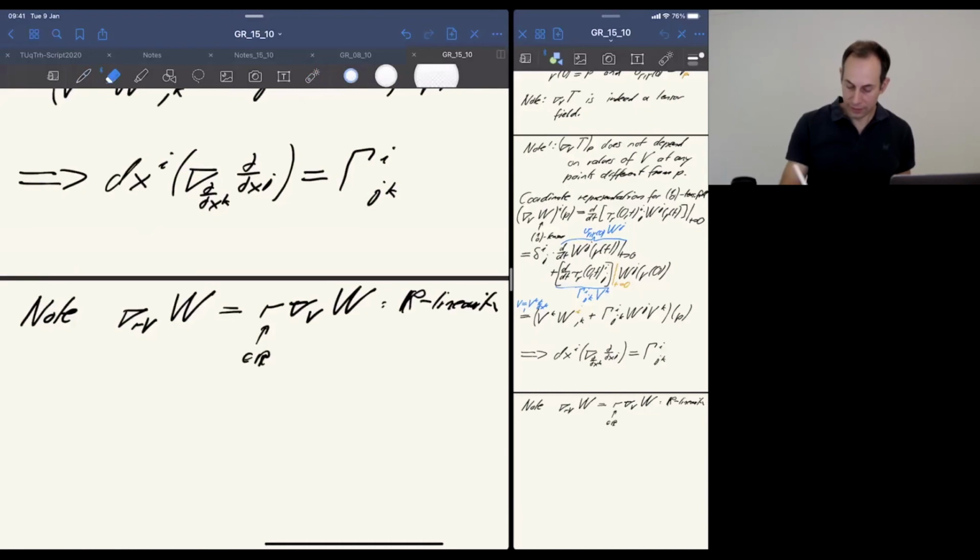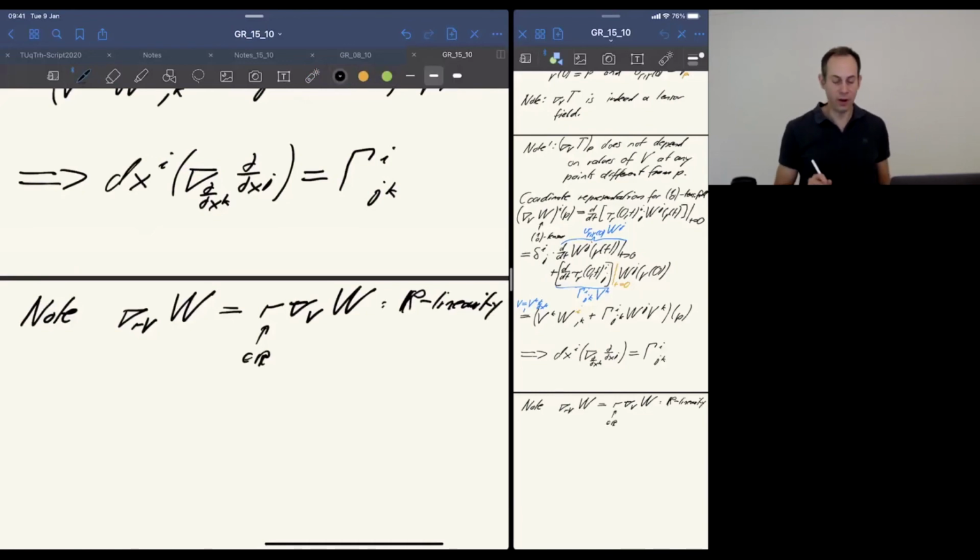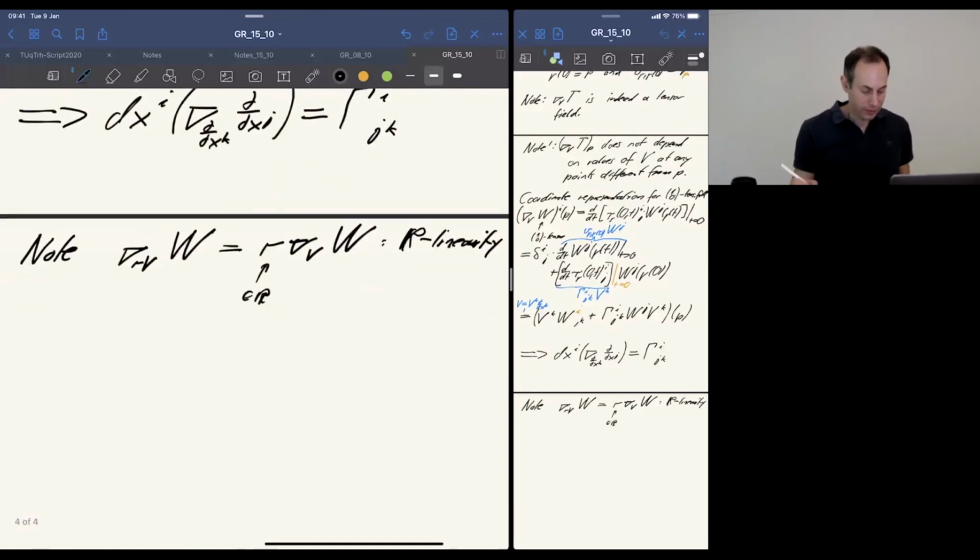So we say that the covariant derivative is R linear in this argument, in this direction argument. But actually we can say more. Let me say that. What we can also do is to evaluate the derivative at the point P.